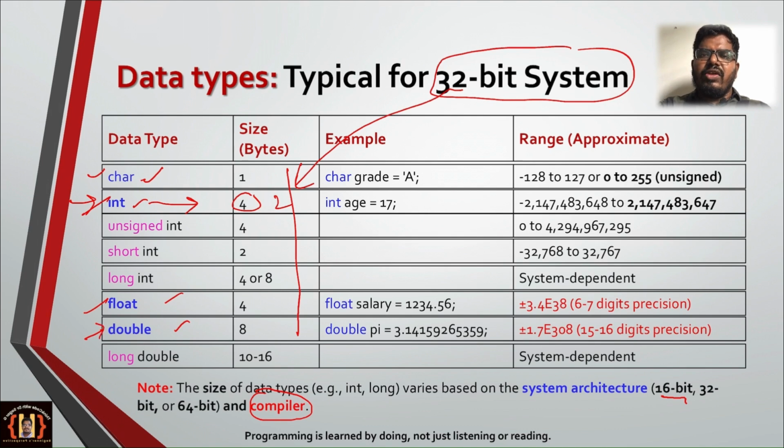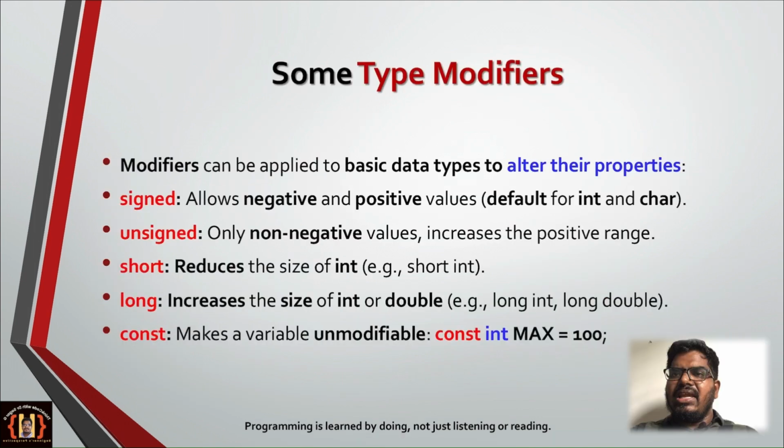Now we look into the keywords in pink color, that is short, long, unsigned. As I already told you, they are basically type modifiers, meaning if some data type is there, that type is modified or altered. So the basic primitive data types are altered. Let us see how.